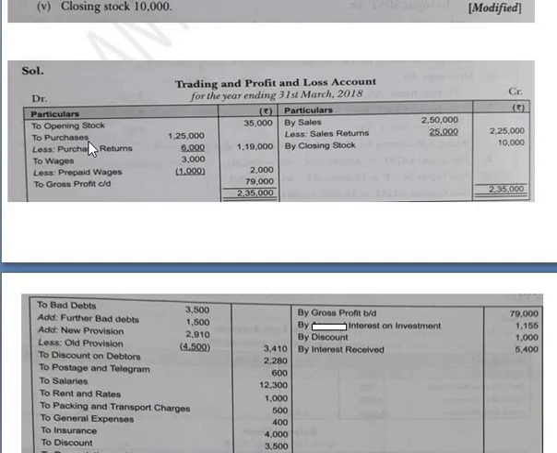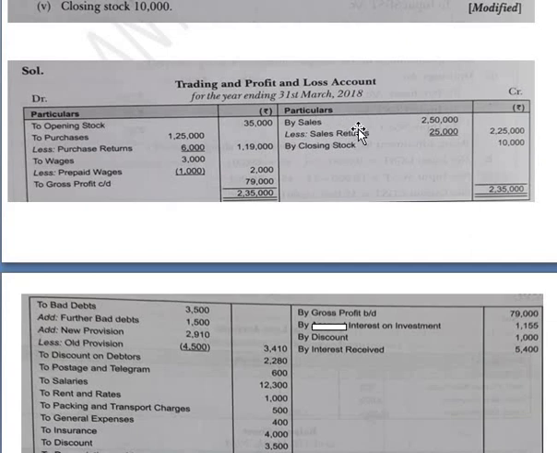Then you have purchases. Remember, you have to deduct the purchase return to get the net purchase of rupees 1,19,000. Then wages, as I've told you, any prepaid expenses has been subtracted from that expense. So I have prepaid wages of rupees 1,000, so the actual wages during the year is rupees 2,000.